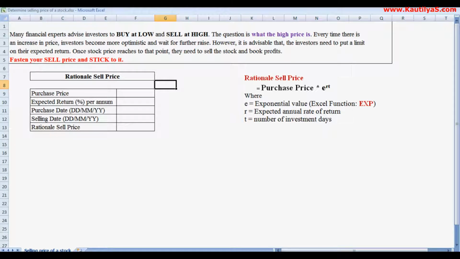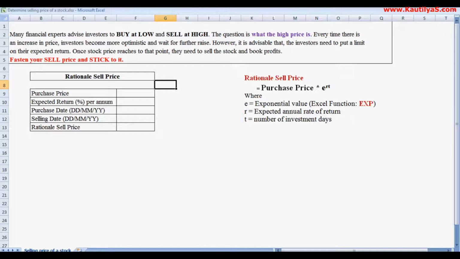Many financial experts advise investors to buy at low and sell at high. But the question is what the high price is. Every time there is an increase in a price, investors become more optimistic and wait for further rise. And it is an endless process. However, it is advisable that investors put a limit on their expected return.